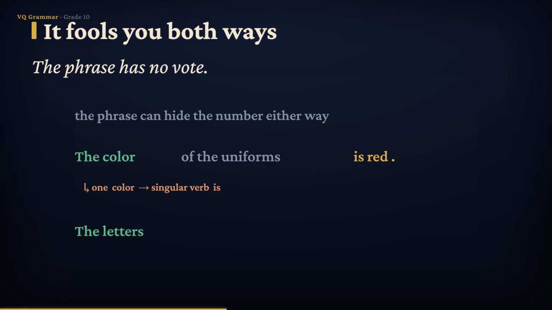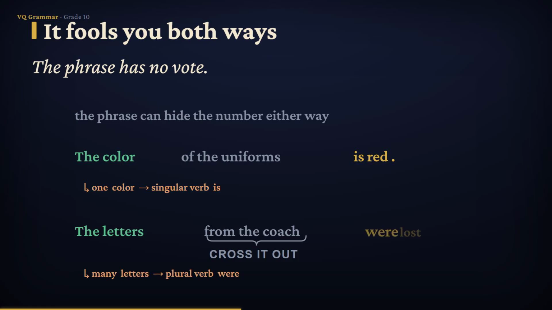Now watch the mirror image. The letters from the coach were lost. This time the phrase is from the coach, and coach is singular, so the ear wants was. Cross it out, and the subject is letters. Many letters, so the verb is plural, were lost. Either way, the rule holds. The phrase in the middle has no vote.